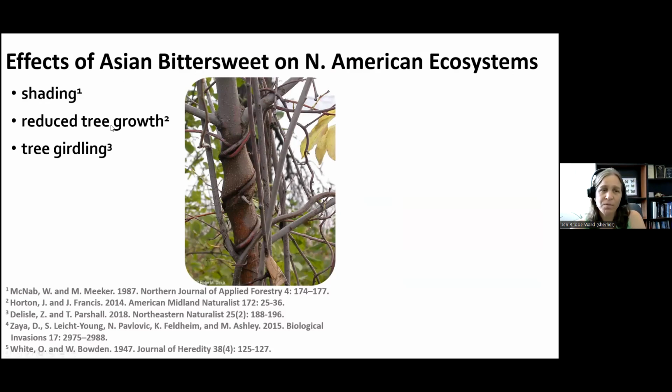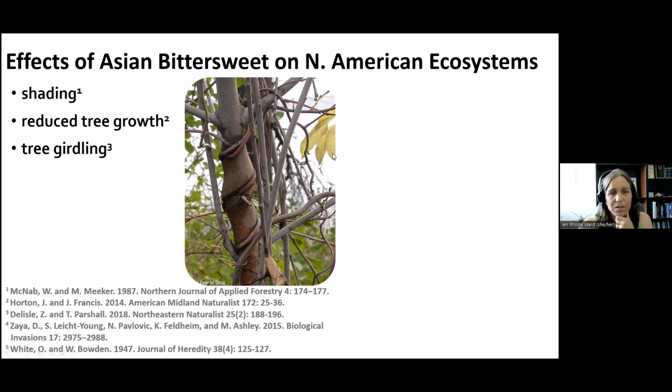Asian bittersweet can reduce tree growth and girdle trees. So you can see here a picture of some Asian bittersweet in Maine, and it's girdling the tree, squeezing it, reducing flow and movement up that trunk, and ultimately reducing tree growth. One of my colleagues, Jonathan Horton, and one of our students did a study here on the UNCA campus and showed some reduced tree growth also.